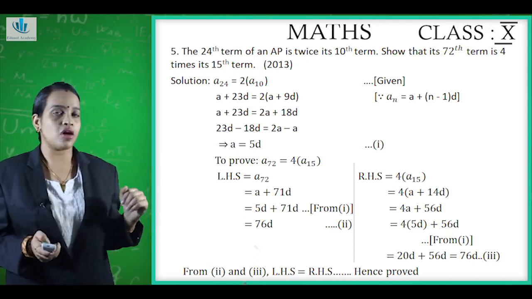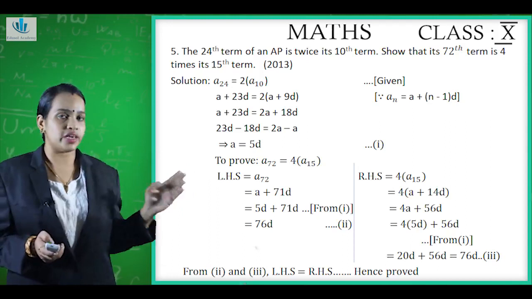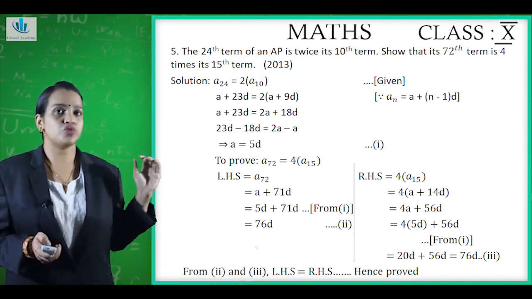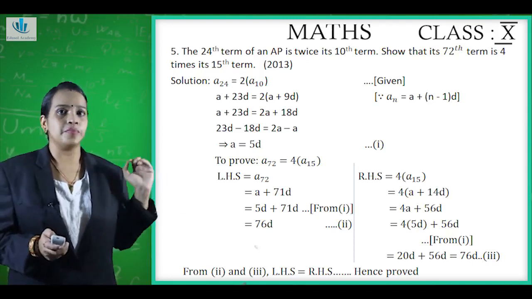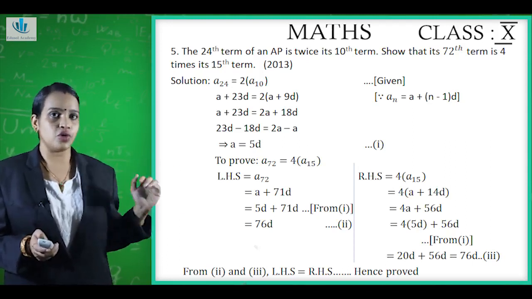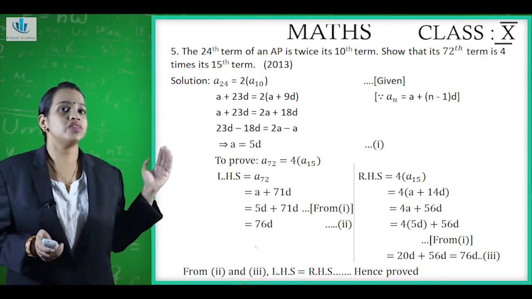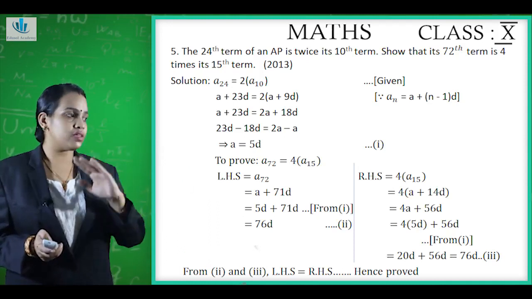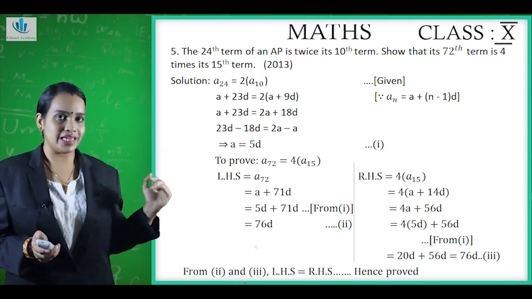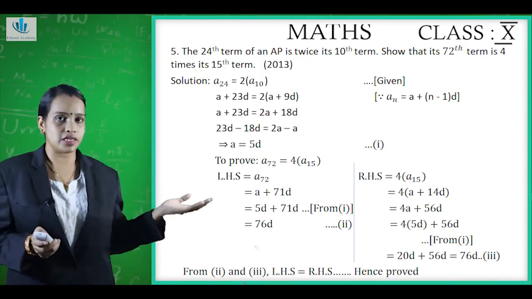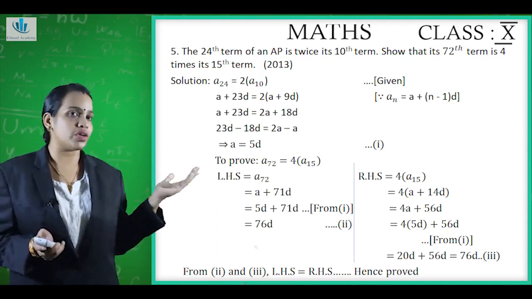Now we will put the formula for finding the term, that is, an is equal to a plus (n minus 1) into d. It becomes a plus 23d, which is equal to 2 into (a plus 9d). Now a plus 23d is equal to, we will open the bracket, so it becomes 2a plus 2 into 9d, which gives 18d. So we will put d on one side, a on the other side, so it becomes 23d minus 18d, which is equal to 2a minus a. So a is equal to 5d. We will call it equation 1.